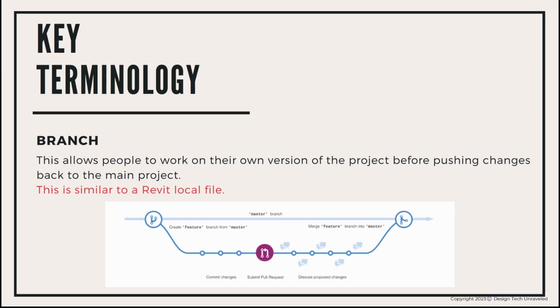Another key term is branch. This allows people to work on their own version of the project before pushing changes back to the main project. For Revit users, this is very similar to your local file that you're working on before you push changes to the central file. So you can have all these different branches that you can work on for features or different nodes or things like that, for C# for Dynamo nodes.